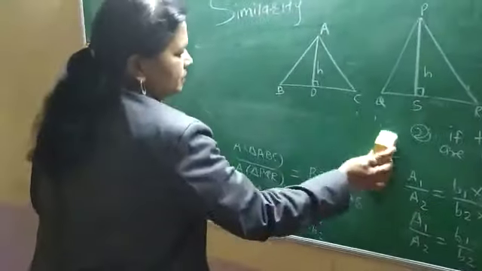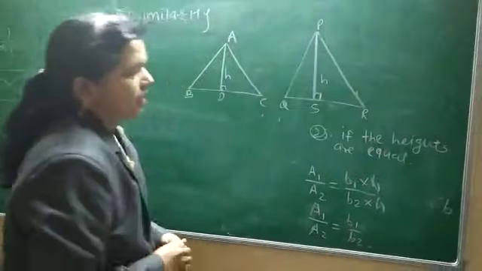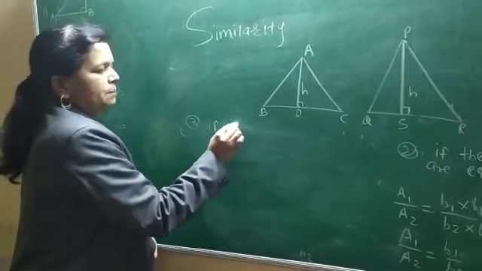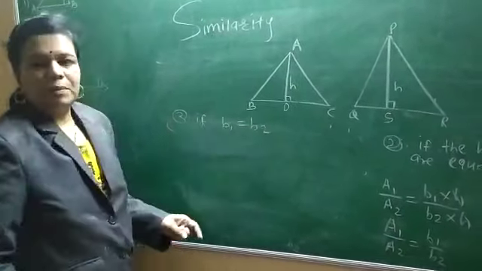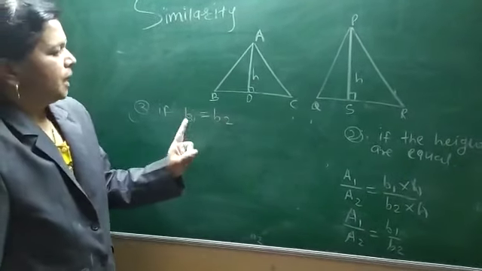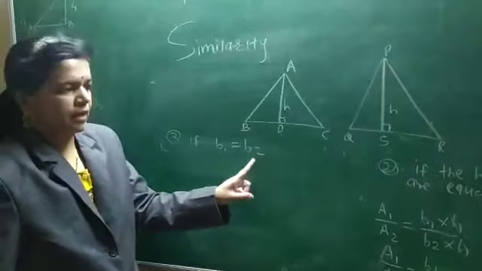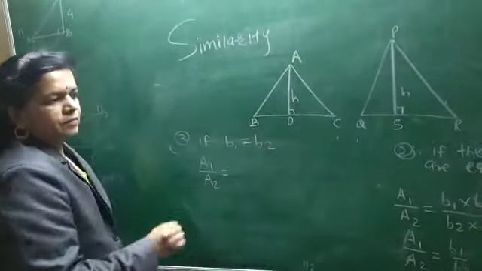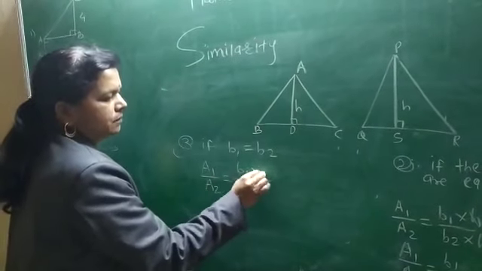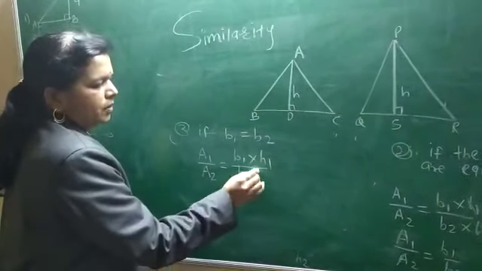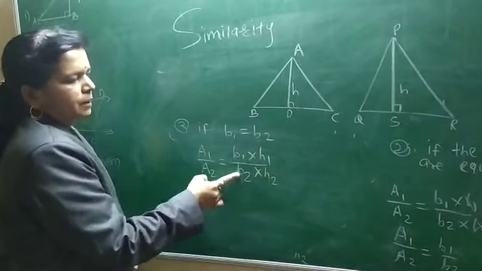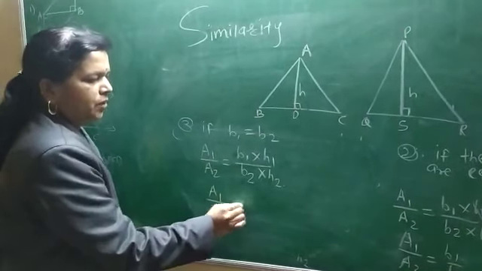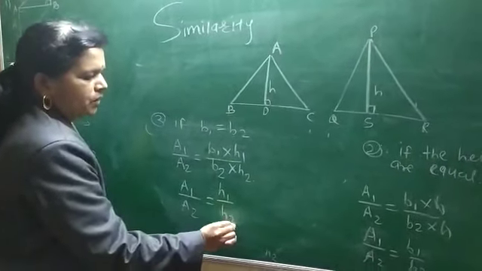First we have taken the heights equal. Suppose the bases are equal. Bases are equal means B1 and B2 are equal. Then what is the ratio of areas of two triangles? B1 multiplied by H1 upon B2 multiplied by H2. Here B1 and B2 are equal, so they cancel. What we will get is A1 upon A2 is equal to H1 upon H2.